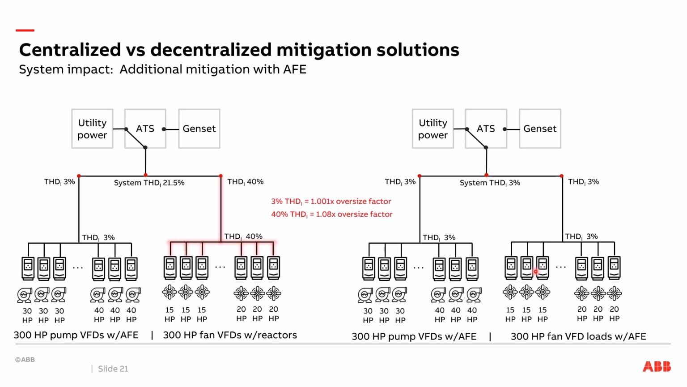And then if I change all of them out to active front end drives, now I've got 3% current distortion on this bus, 3% on this bus, all the way up. I have nothing highlighted in red because there's no need to oversize anything. There are no harmonics being created because the active front end drives prevent harmonics from being created in the first place.